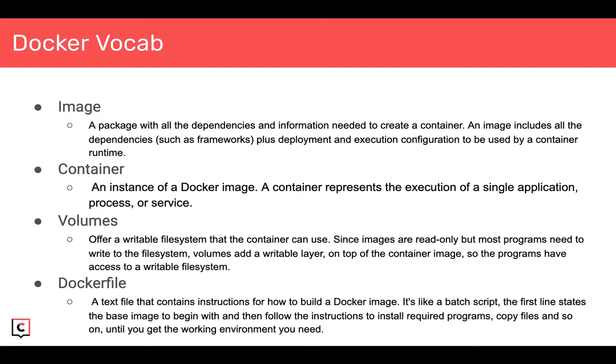So the Docker image is just something that says, if you're going to run something, this is what it looks like. Whereas the container is your actual application running, and will include all the processes and services there. Along with that, we're also going to have something called a volume, and those offer an actual writable file space that the container can use.